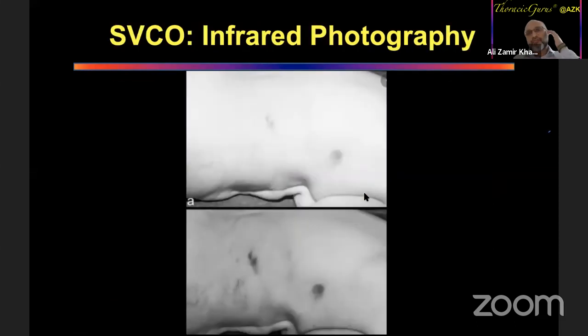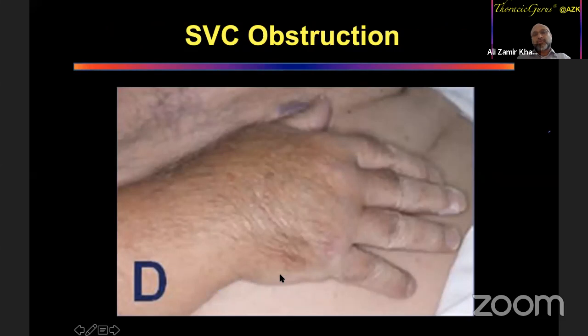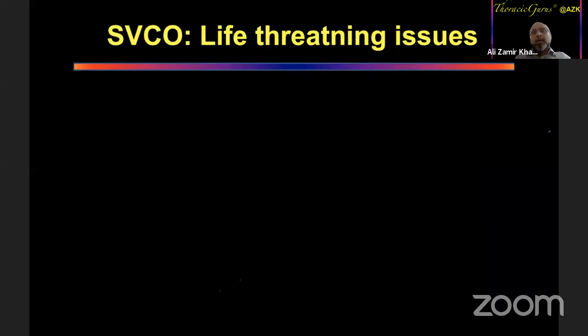There is something called infrared photography. If you do infrared photography, all of these dilated veins will be very clearly seen. But of course, you don't really need to do this nowadays. You have much better investigating tools, but there is the availability of infrared photography. Of course, you'll get edema of all the surrounding tissues, head, neck, and arm predominantly. I've deliberately not used a photograph of the face because I don't want to identify a patient.